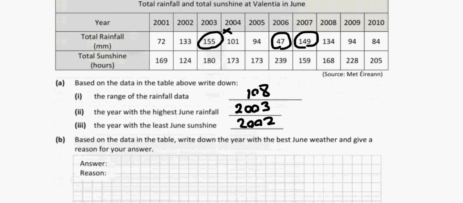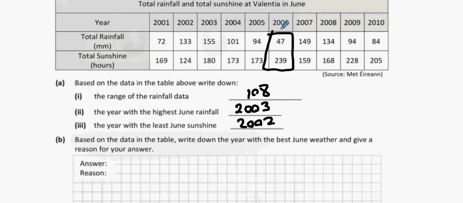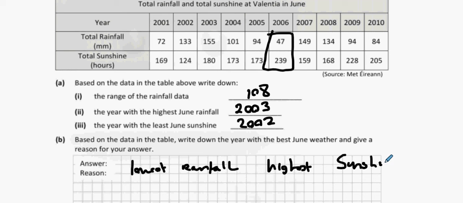Okay. Based on the data on the table, write down the year with the best June weather and give a reason for your answer. Which one do you think is the best weather? 2006. 2006 had the lowest rainfall. Lowest rainfall, highest sunshine. Now you can see what they're doing there is they're front loading marks to make sure people pass. So they actually give you some nice marks there early on. And you write down 2006.